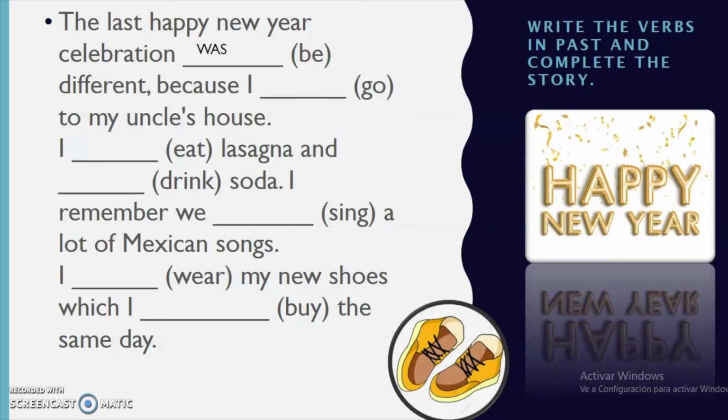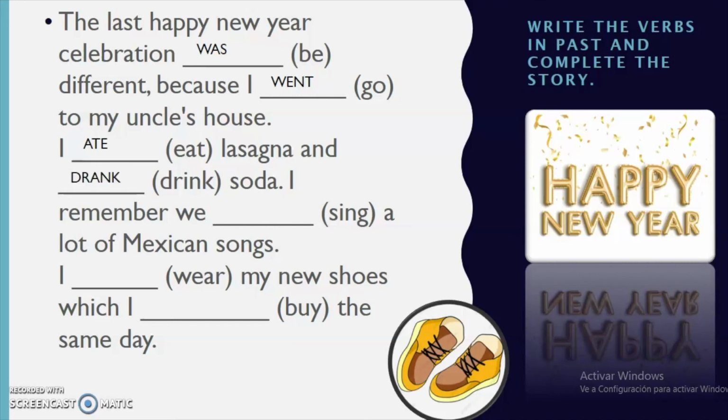Okay, the celebration was different because, and we put the past of go. That is went, because I went to my uncle's house. And we have the verb eat. If you remember the verb eat, the past simple form is ate. So I ate lasagna and drank soda.